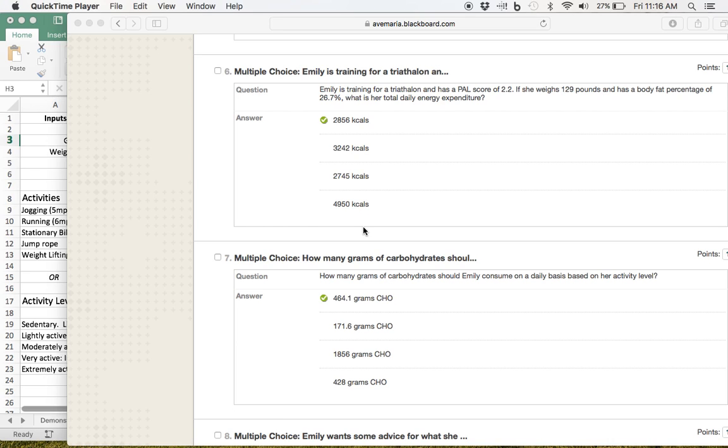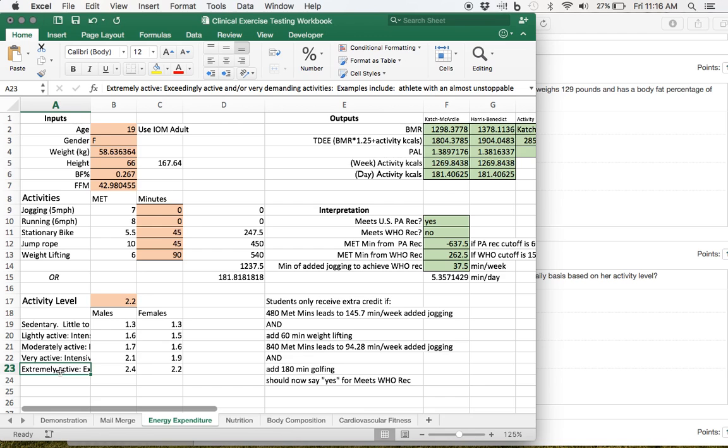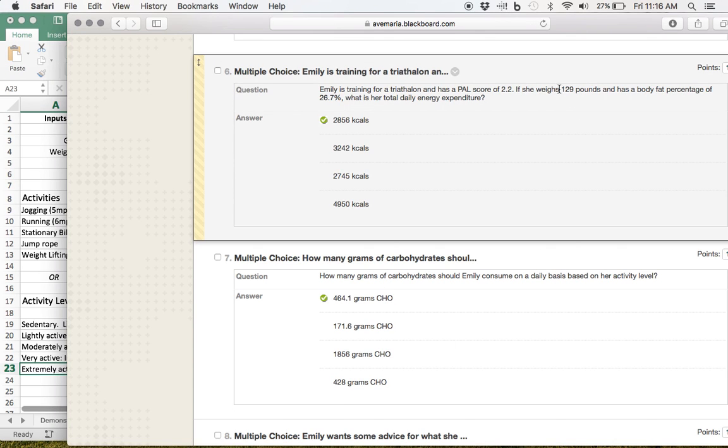Pertains to Emily, a triathlete with a PAL score of 2.2. So how active is that? That is female PAL score 2.2, extremely active. We also know that she weighs 129 pounds, and we also know that her body fat percentage is 26.7.